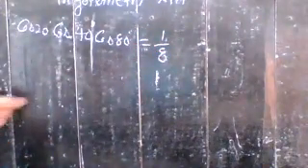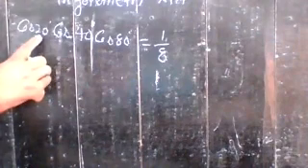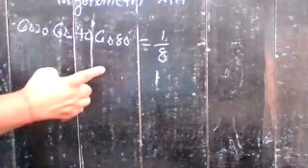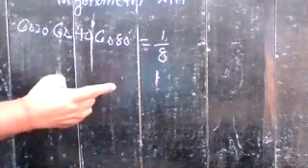Prove that cos 20 degree, cos 40 degree, cos 80 degree is equal to 1 upon 8.